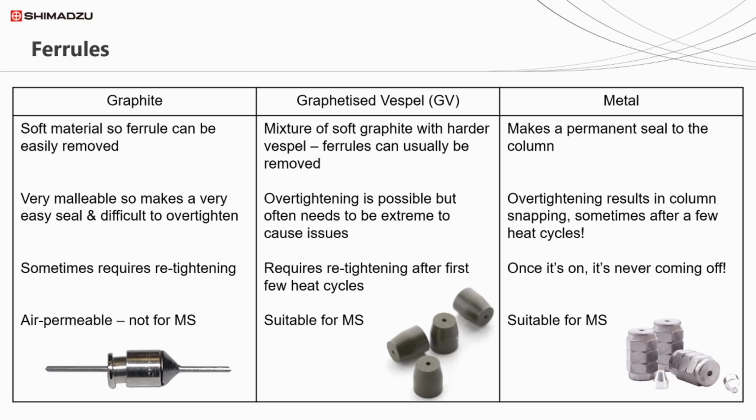This can happen immediately or after several heat cycles, meaning you are more likely to have overnight errors due to column breakages. Metal ferrules are far less forgiving than the other 2 variants. While superior, they are perhaps not recommended for apprentice analysts.